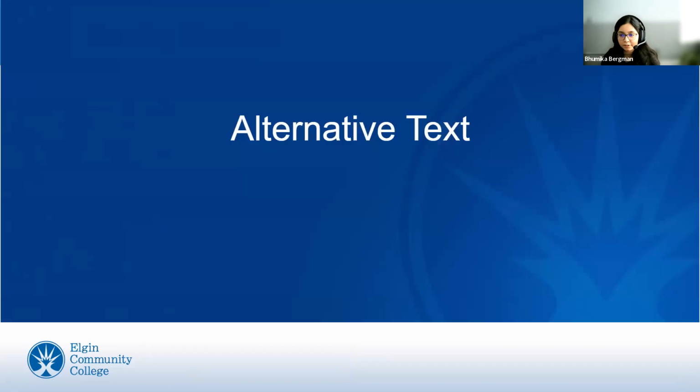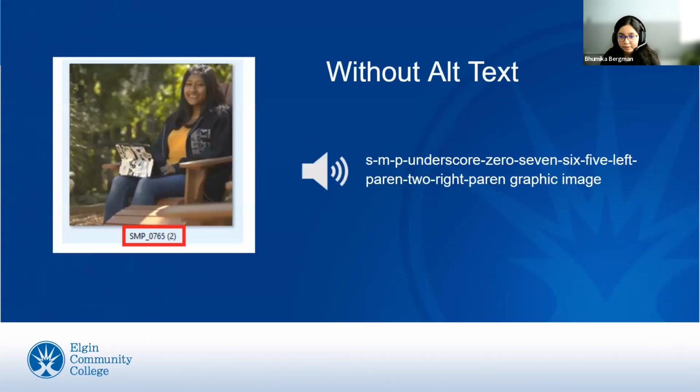Okay, now let's look at alternative text. Alternative text is what describes an image. For visual readers, we can look at the image and understand what the image is about. But people who are using screen readers, alternative text is very important because that's how they will know what the image is about.